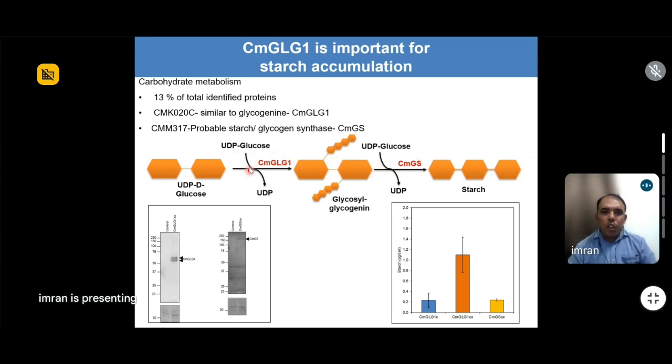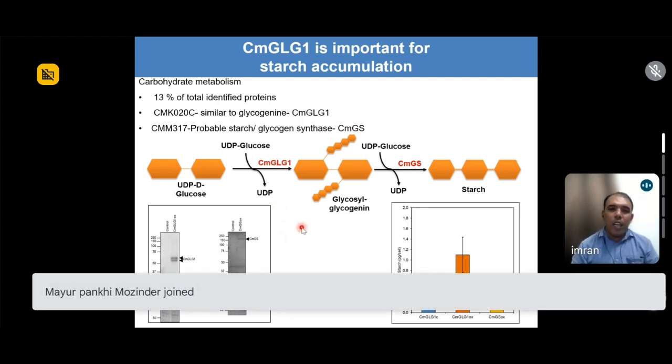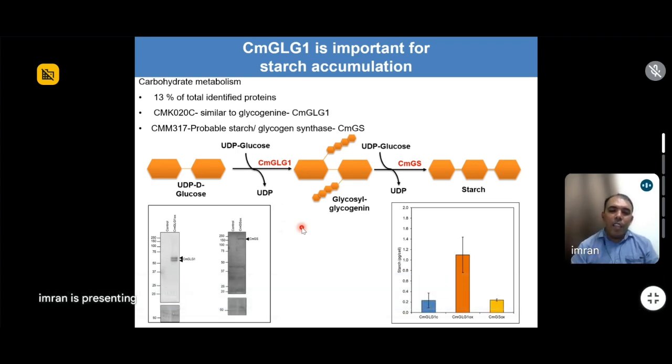Because these two enzymes are very critical, we thought that we should first try to work on these two proteins. So at the very first step, we thought let's try to overexpress them in the cell. And if they are involved in starch accumulation, maybe we will get a higher accumulation of starch in the transgenic lines. So we have constructed the CMGLG1 overexpression as well as CMGS overexpression cell lines, and then we have also checked the starch content.